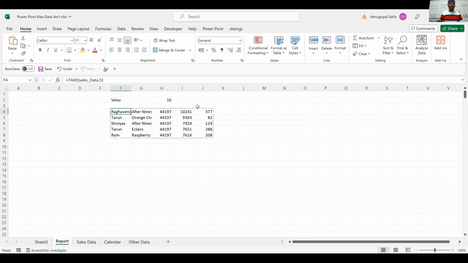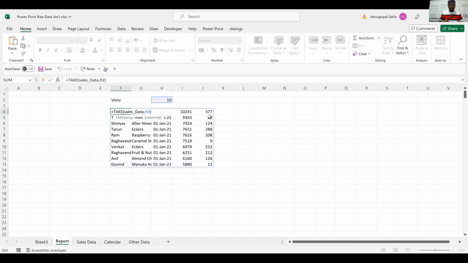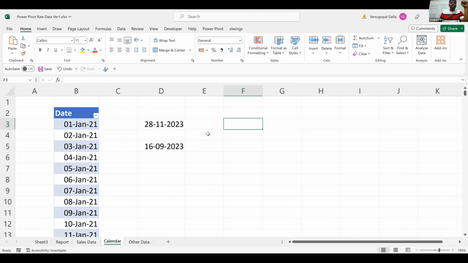So let's say you want to get the top 10 records, you can just say so. From the data set, you are taking the top 10 records. So this is another way you can get the information. And if you don't want all the columns, you only want the name of the person and the product he has sold, you can say first 2 columns, and you will get the data of only the first 2 columns. So the syntax is TAKE and the array. The array is always the data set, and I would always recommend creating it as a data set. That's another function.